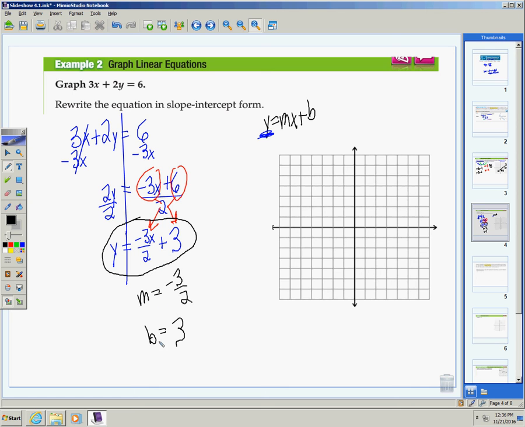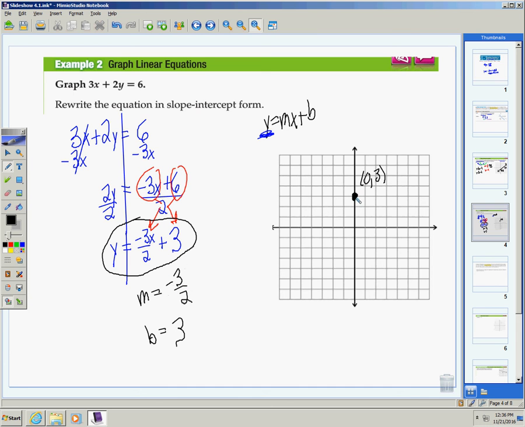Now to graph this, I always start with my y-intercept, which is 3. So I just start at 0, 0, go up 3. Here's my y-intercept of 0, 3. And now my slope is negative 3 over 2. Remember, negatives go at the numerator. So negative 3 means I go down 3.